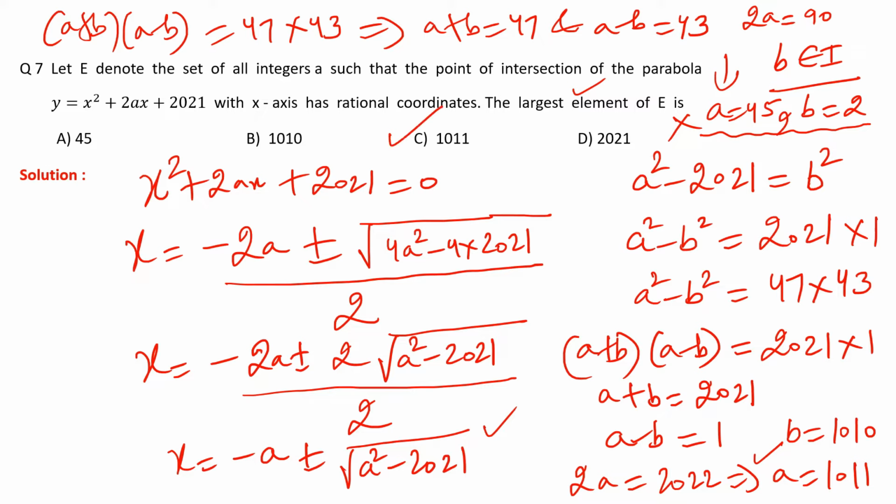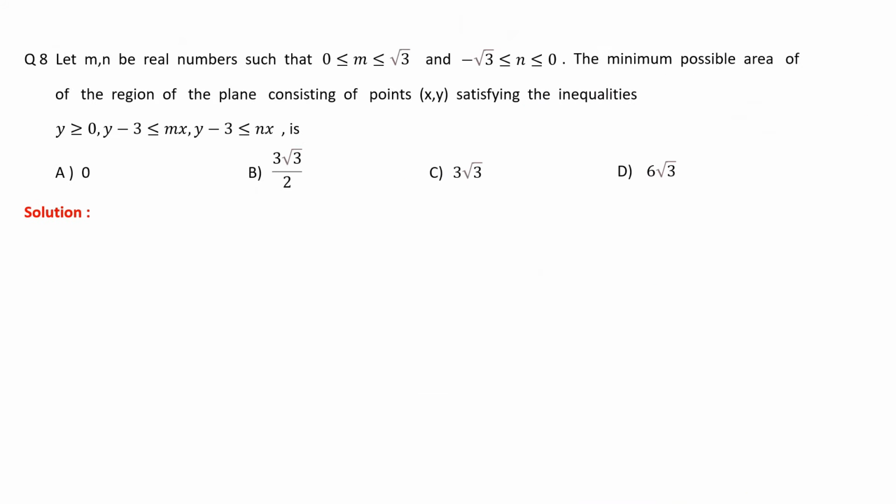Otherwise, both of these answers could have been selected as the values of a if no condition like this would have been mentioned, as we want the largest element only. But since it requires the largest element, that's why a will be 1011. It was a nice question. Now we move to the next problem. Now this is the next problem.